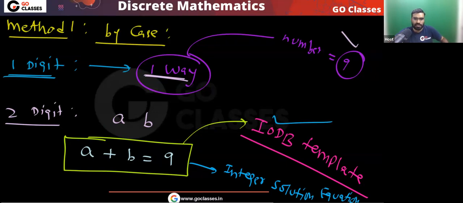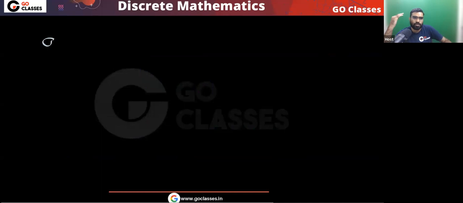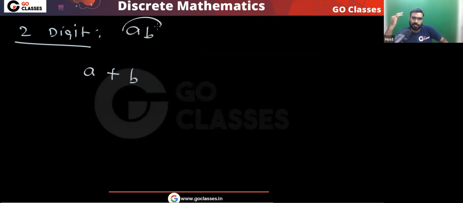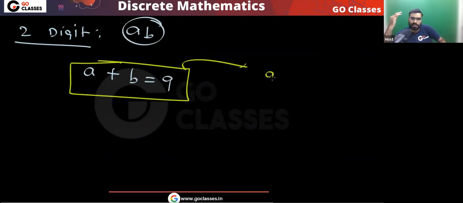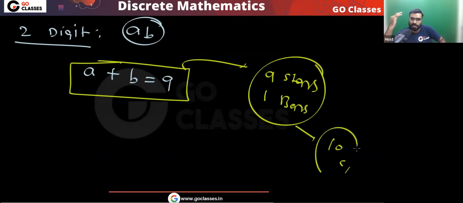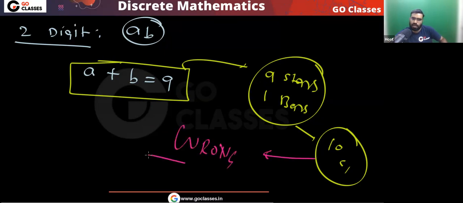Now you tell me, but there is a catch here. Can I say 2 digit, that is AB, A plus B equal to 9, so 9 stars, 1 bar? So can I say answer will be 10C1? Can I say that? No, this is wrong. Where did we do something wrong?